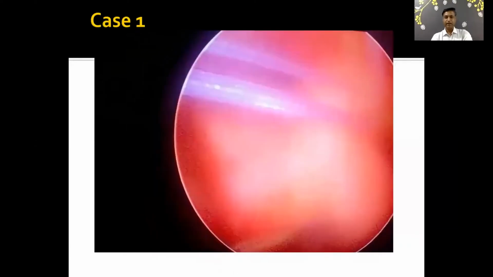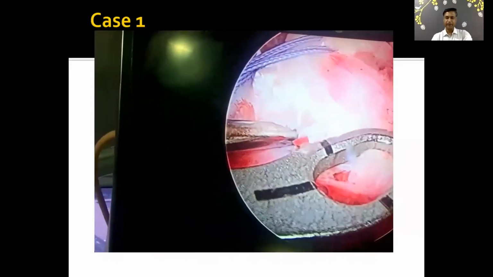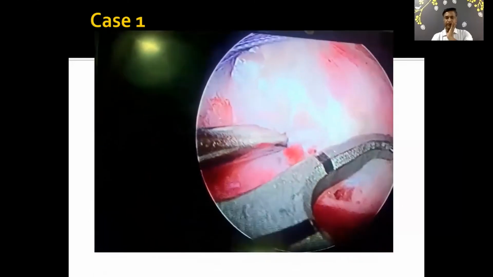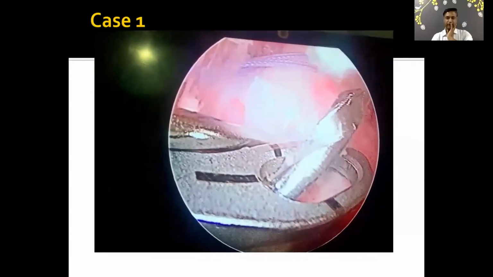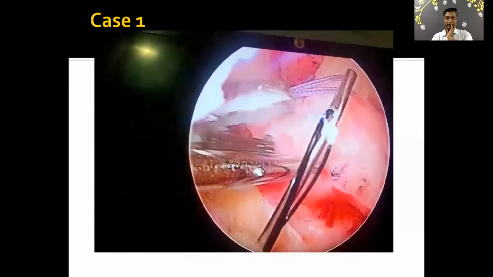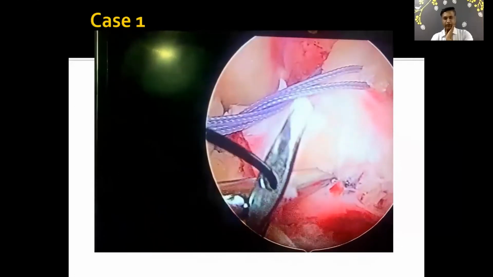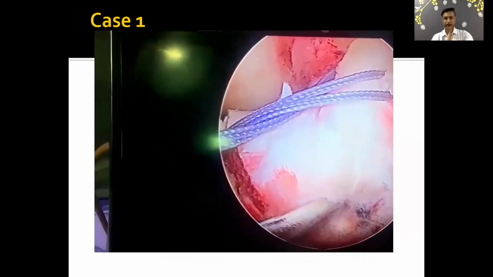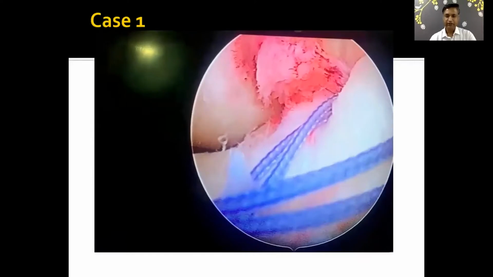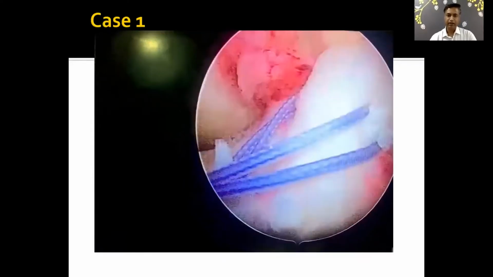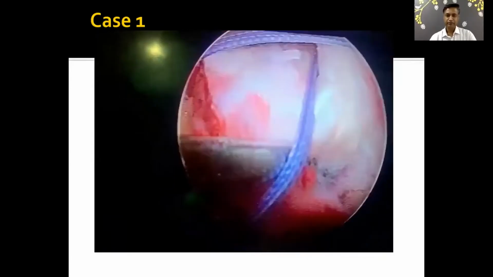And here what we do is we just make a small tunnel using a 2 mm K-wire or a bead pin, and use some technique to shuttle the sutures. This is the inside-out meniscal needle which we used to use, or you can even use a simple spinal needle to shuttle the sutures on the bony bridge. We make two small tunnels on the anteromedial aspect of the tibia. We crisscross the sutures so that it presses the fragment on the bone.